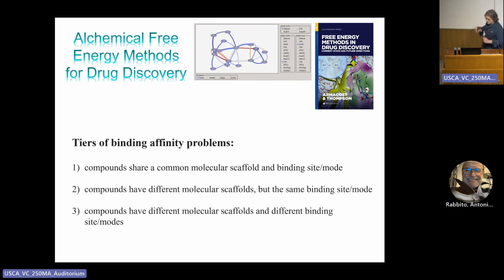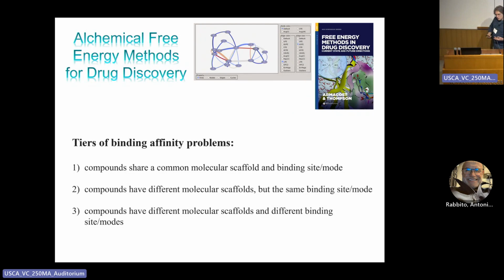So the way I think about it is sort of three ways. Tier number one, if we have compounds that share a common molecular scaffold and it's in a binding mode, we can typically use relative binding free energy methods. If the compounds have different molecular scaffolds, but the same binding mode, we have to do things a little bit more trickily. We don't have the same type of atom mapping.